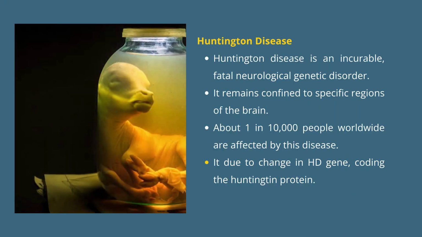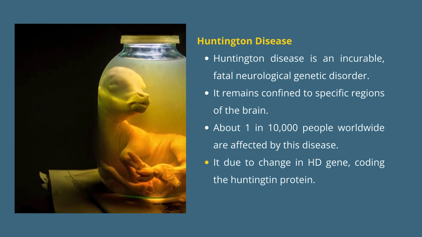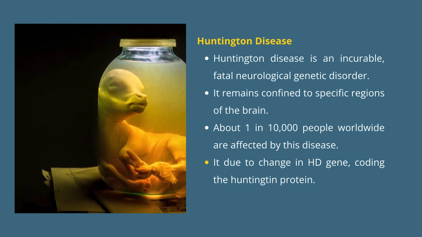Huntington disease is an incurable, fatal neurological genetic disorder. It remains confined to specific regions of the brain. About 1 in 10,000 people worldwide are affected by this disease. It is due to a change in the Huntington disease gene coding the Huntington protein: adding CAG trinucleotide units to exon 1 of the HD gene is responsible for the disease.